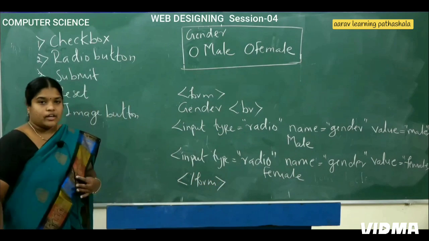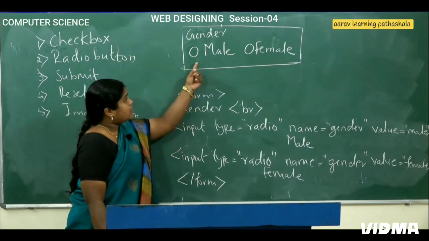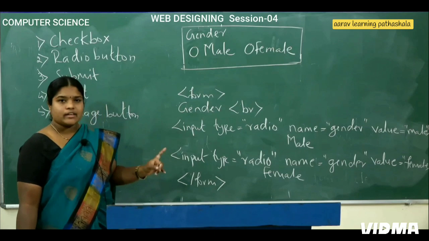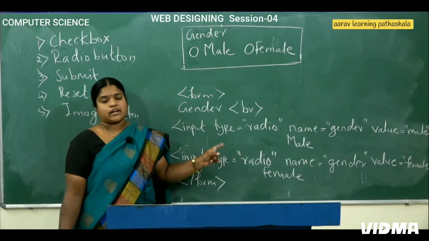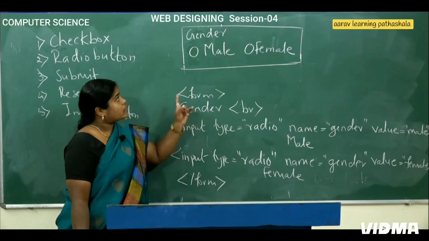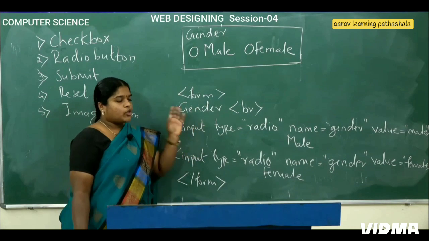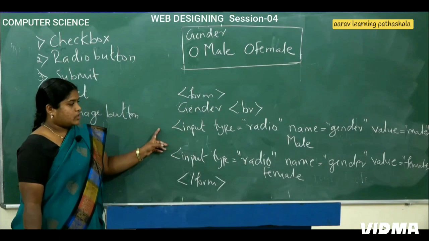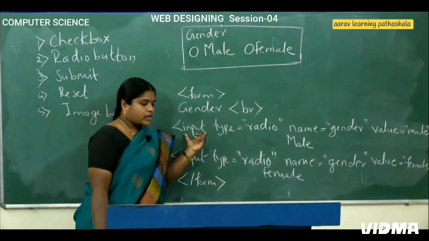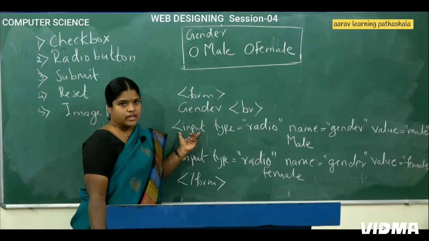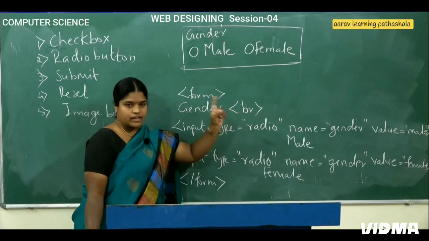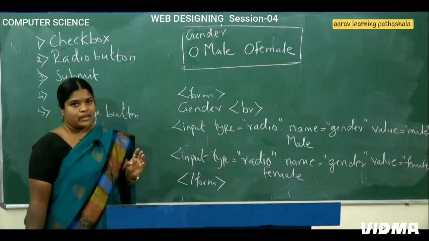I hope it is understood. Now observe here once again. What is the use of radio button? Radio buttons are used only in the case where the user is supposed to select any one option out of the number of available options. Here we are taking the example of gender. Out of the number of options, the user is supposed to select any one option, either male or female. So the important thing is we have kept the type as radio. Input type is equal to radio, then we have given the name and we have specified the value.